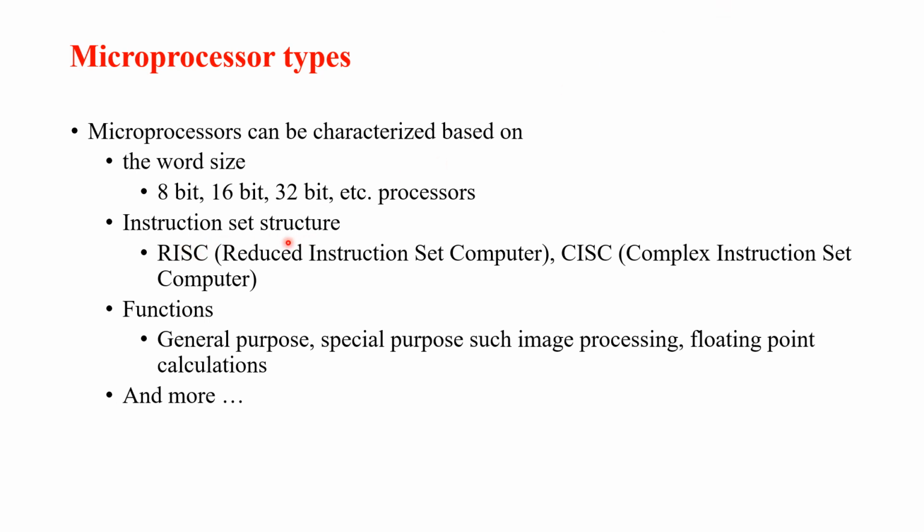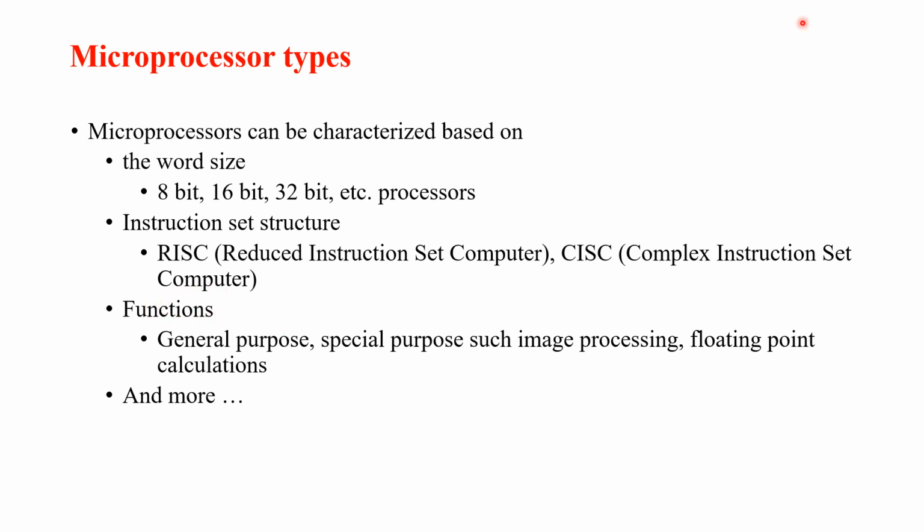Instruction set structure. There are two types, RISC and CISC. The first one, reduced instruction set computer, uses a small set of simple instructions, making it efficient and fast, often executing an instruction in a single clock cycle. The second one, complex instruction set computer, contains a larger set of complex instructions that can perform multiple operations but may take longer to execute.